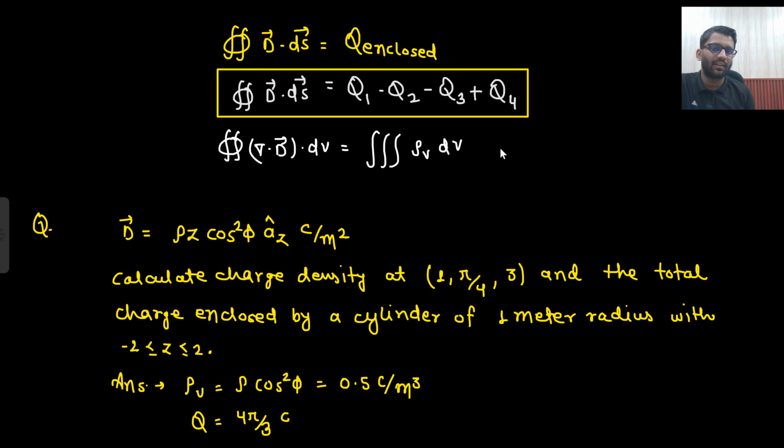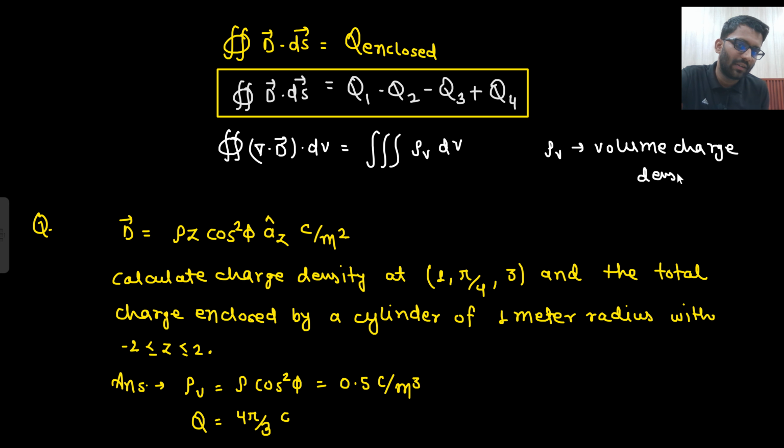What is rho v here? Volume charge density. Per unit volume, how much charge is there? So rho v is volume charge density. Q I can write as rho v dv, and this I can write as del dot D dv. I hope you remember it.